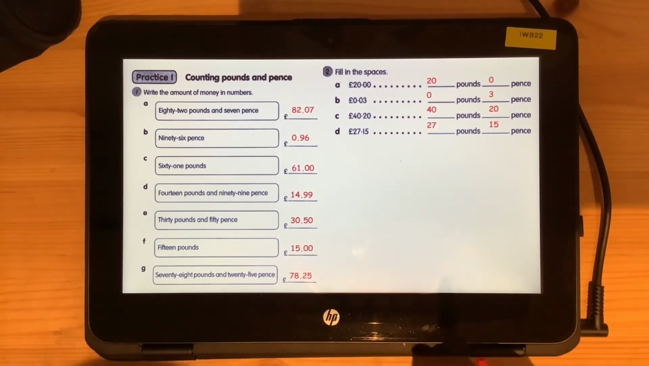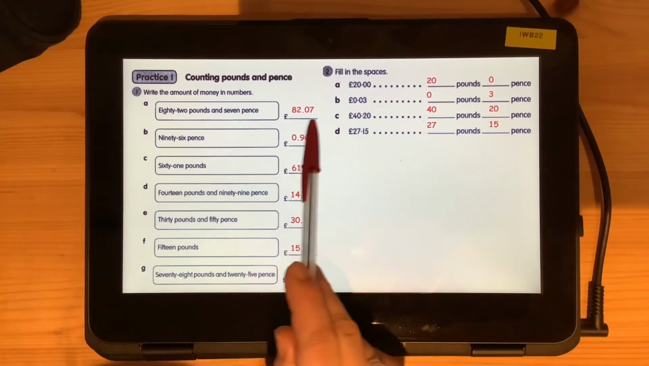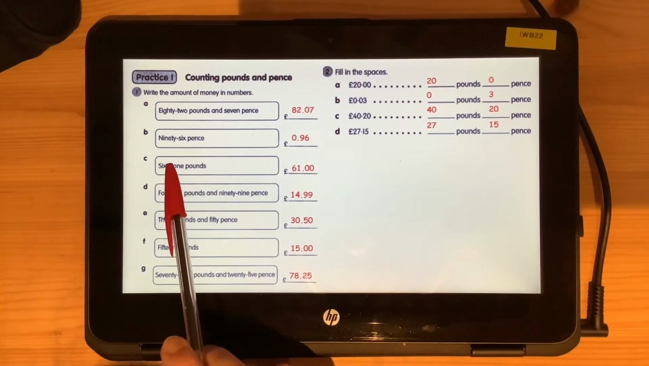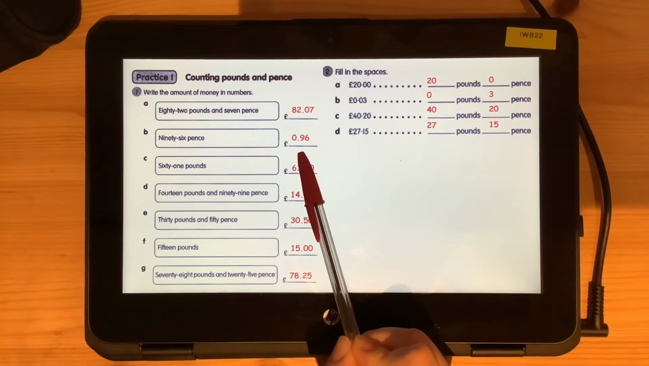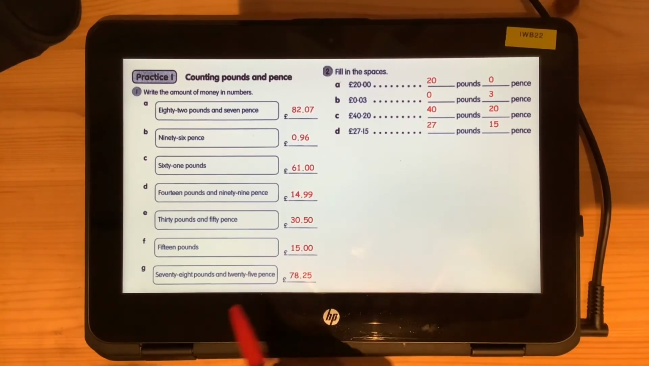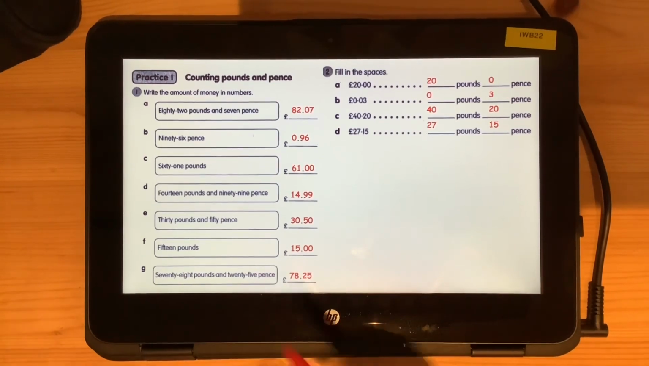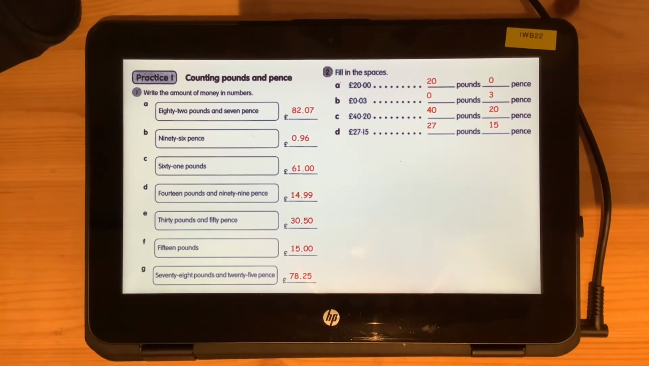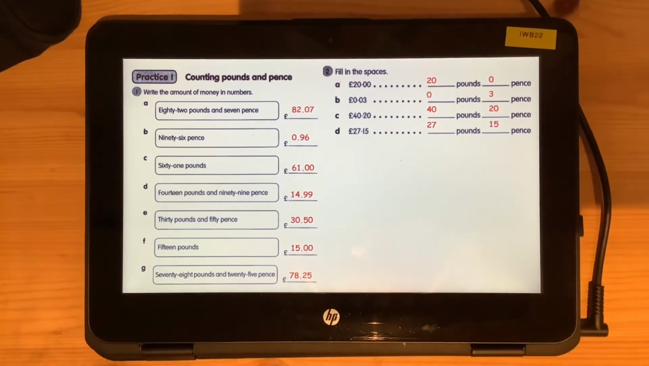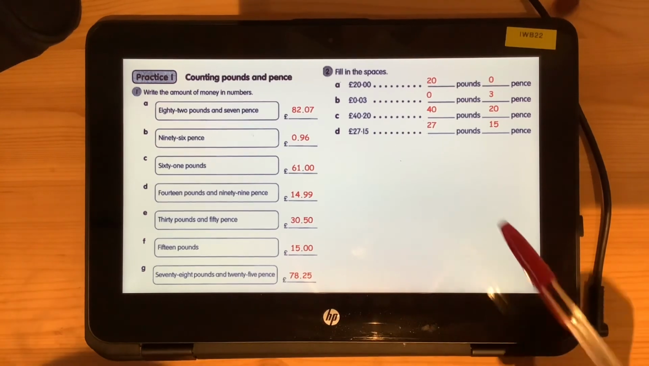So the answers are £82 and 7 pence would be written like that. 96 pence would be written like that. Remember, you wouldn't just write 96 because that would mean £96 because we've got the pound sign here. Now you can write it as pence if you like, but you'd have to write 96 with the little p next to it, because the pound sign has been used it is £0.96 because it's not a whole pound.